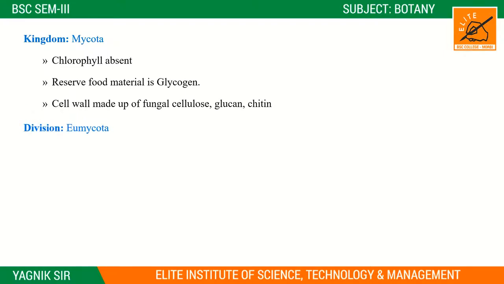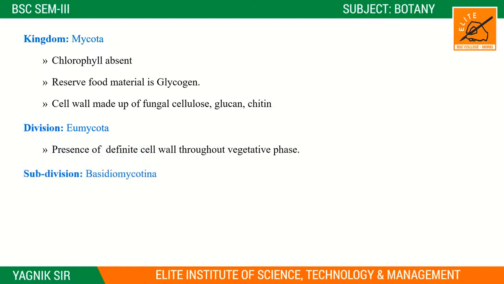Then the division is Eumycota. Here a definite cell wall is present throughout the vegetative phase. As long as the vegetative phase lasts, we can easily identify the cell wall. Then the subdivision is Basidiomycotina. Here the mycelium is septate. This fungus is also divided into two parts, mycelium and hyphae. The mycelium is septate, that means there are transverse divisions between two cells. The septa are present, normally simple septa, and sometimes dolipore septa are present. We have already studied all this in the general characteristics.